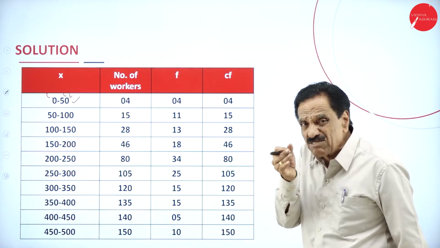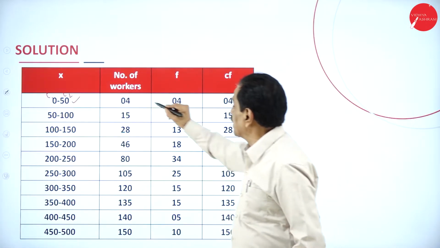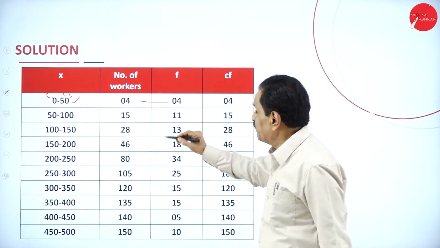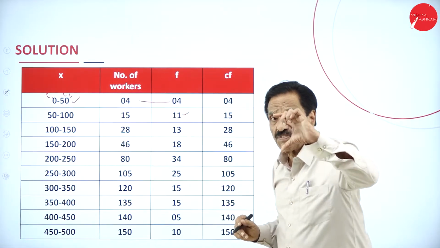That should be converted into a frequency. How to convert? I will show you. What is the first number? 4, you write. 15. 4 to 15, how much difference is? 11. Bring out the difference, 11.